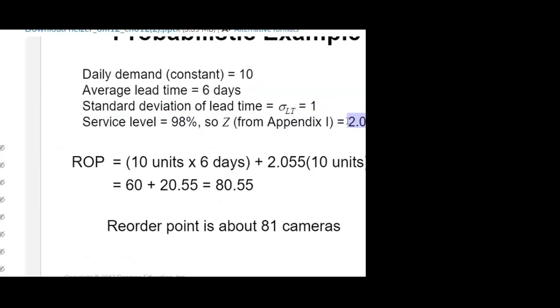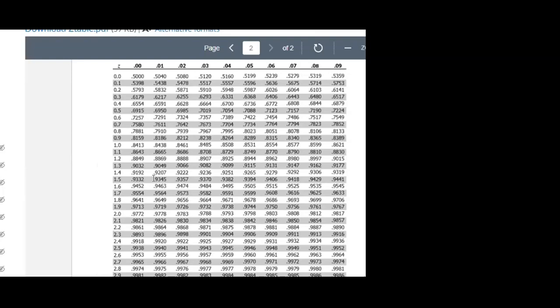Okay, so the 2.055 is actually coming from the table, and looking at the Z table here, we're looking for 0.98, which is between these two numbers. On the left you have 2.0. On top you have between 0.05 and 0.06. So the book actually used just the midpoint between these two values, which is 0.055. Added to the 2.0, that's 2.055.